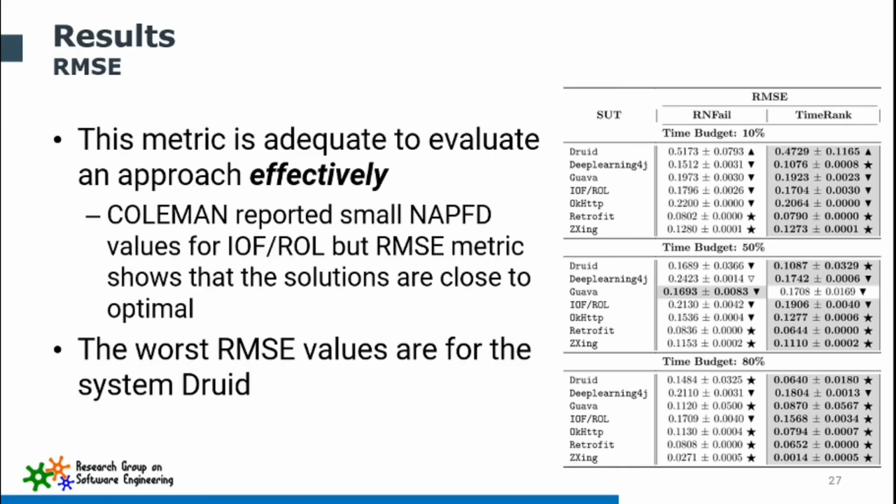In these systems, all RMSE values are around 0.2, which represent solutions close to the optimal. The worst RMSE values are for the system Druid in the time budget of 10%. As mentioned before, the bad performance is associated with the characteristics of the system and with the consistency of the historical data.